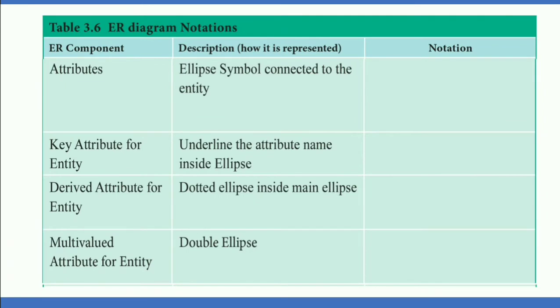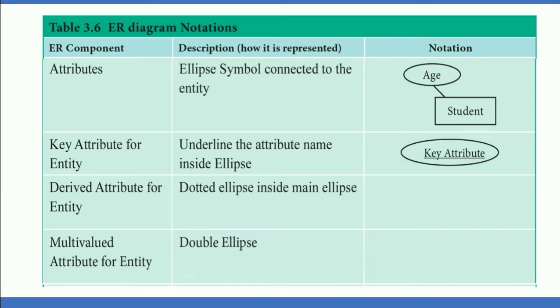And then the next component is attributes. Attributes means in a table every column is represented as an attribute. So attributes will be denoted by an ellipse shape, that is, an oval shape. And a key attribute: in a table all the columns are called attributes, and one particular column we will set as the primary key. That is called a key attribute. What we have to do for key attributes? Yes, you have to underline the key attribute. You should name it and then underline it. That is the way to represent key attributes.